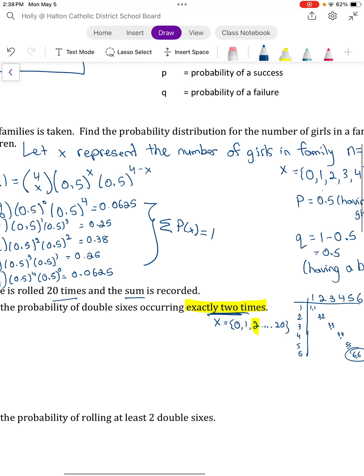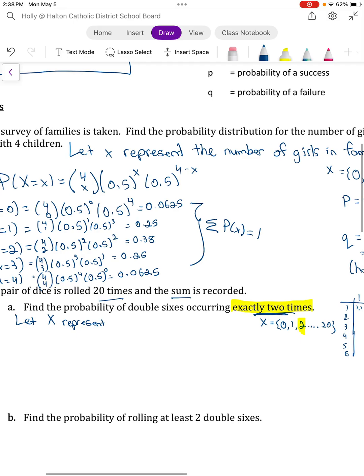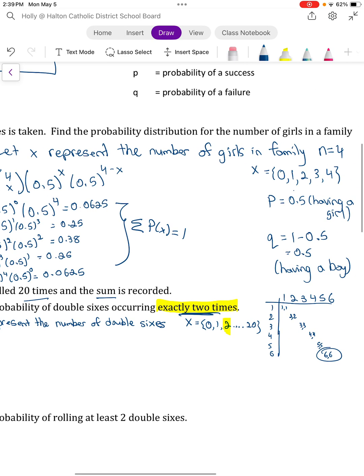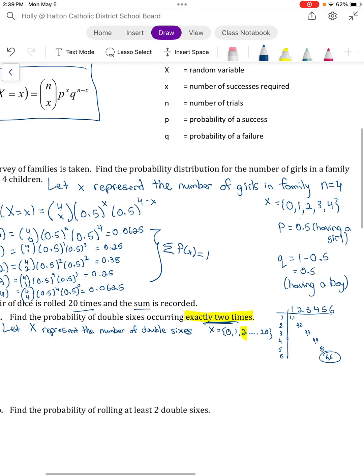So we're going to always define, so let x represent the number of double 6s. So let's just do some defining of our variables here. We know n, we have 20 trials.